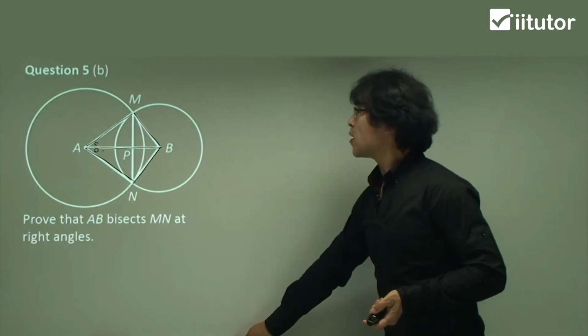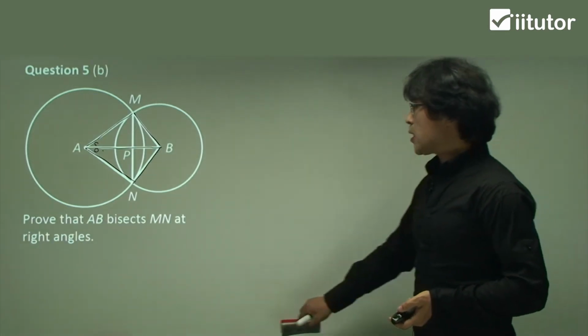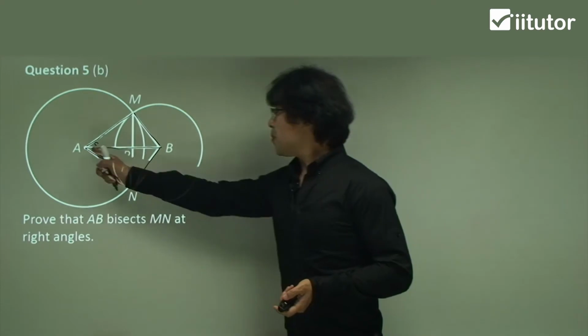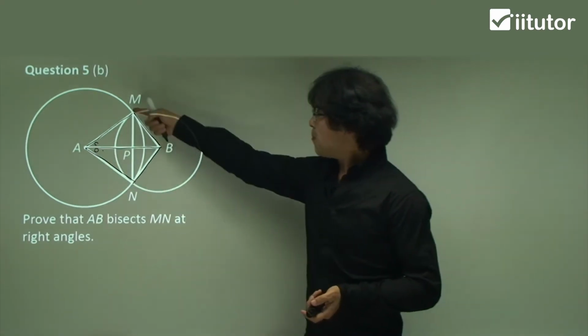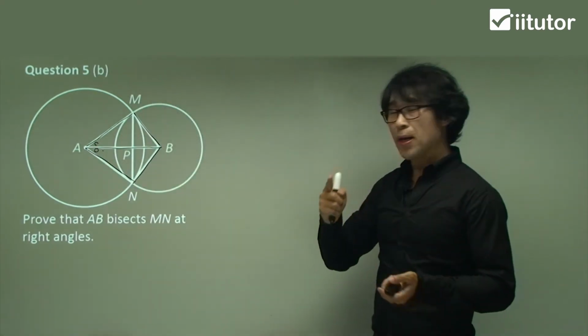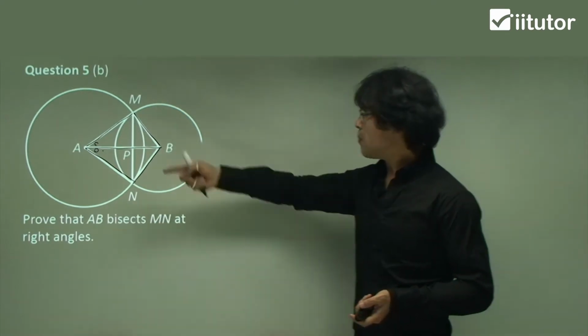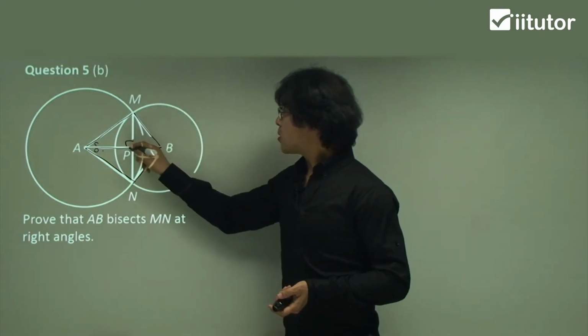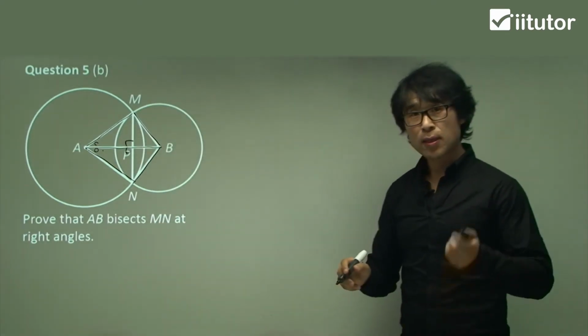Let's move on to the next one. So the next question is asking us to prove AB bisects MN. Okay, so AB bisects the segment MN and intersects it at a right angle, 90 degrees.